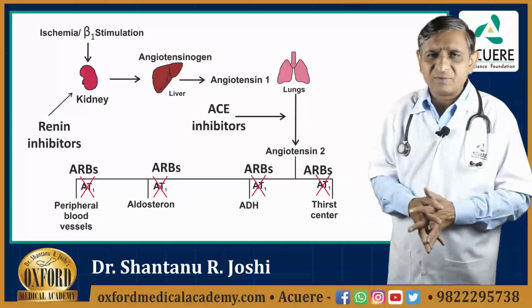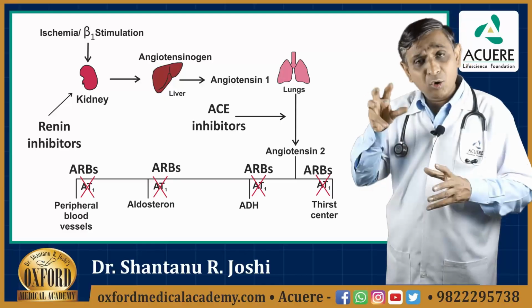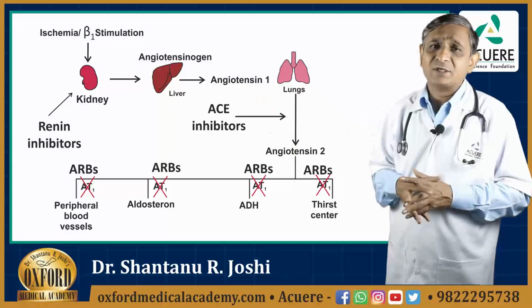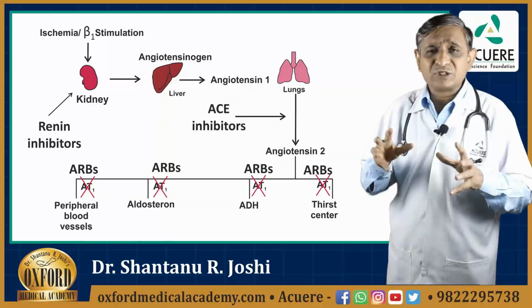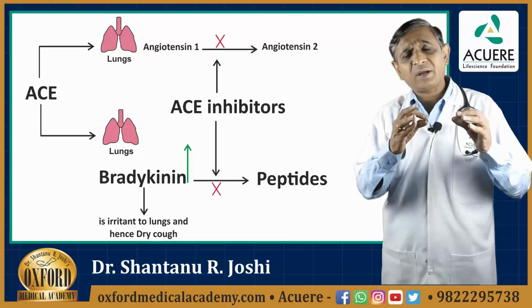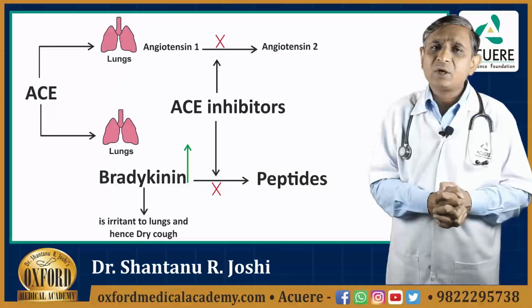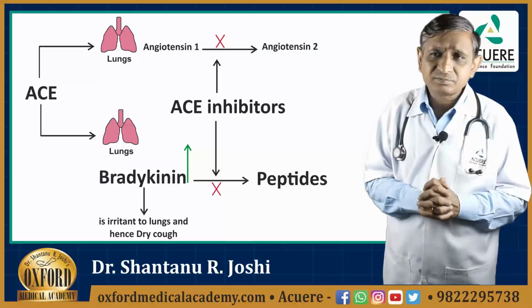ARBs do not stop the conversion of angiotensin 1 into angiotensin 2, but only block the AT1 receptor of angiotensin 2. And that's why dry cough, which is a common problem with patients on ACE inhibitors, is generally not observed with telmisartan.